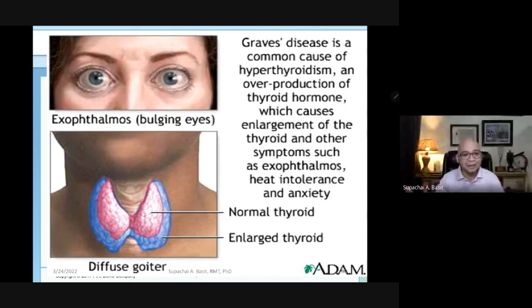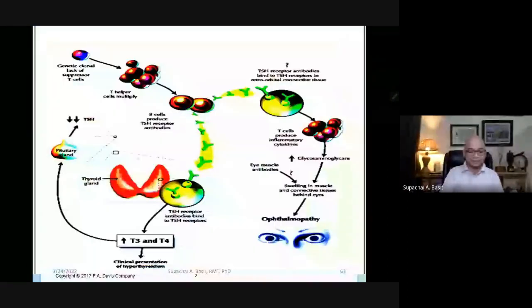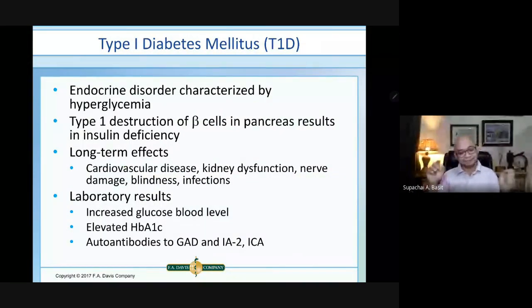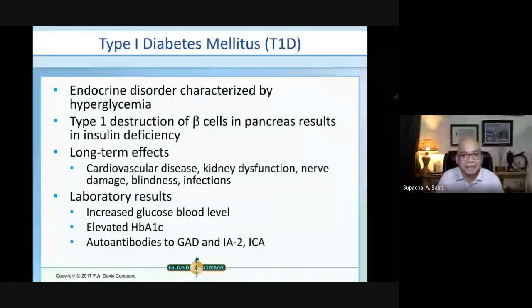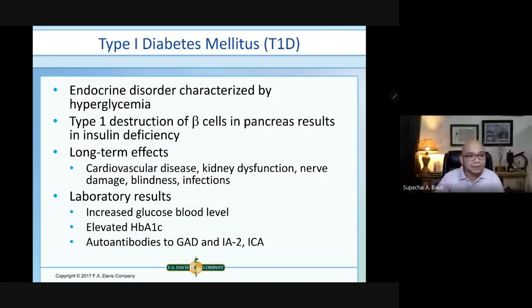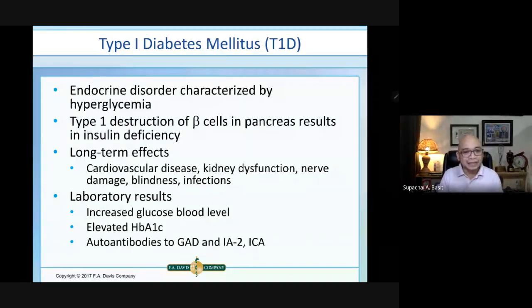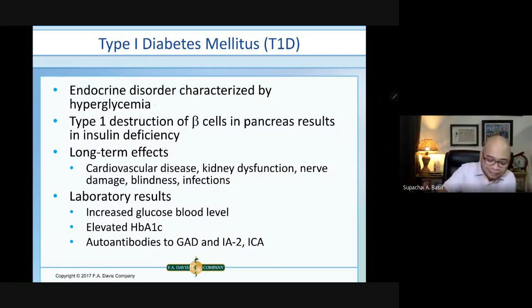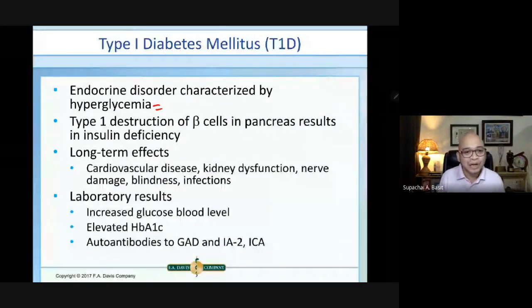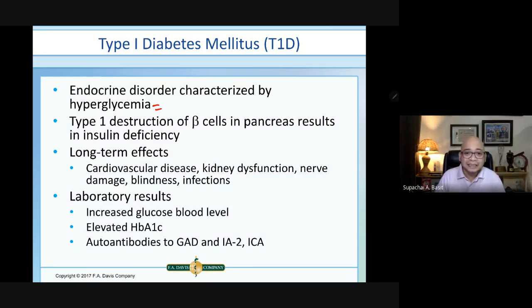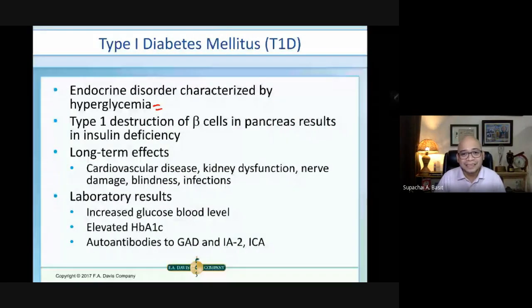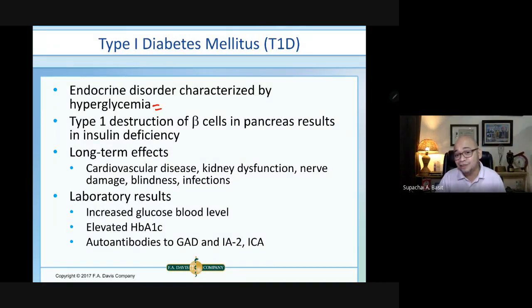Let's talk about type 1 diabetes mellitus. Type 1 diabetes mellitus is another example of an autoimmune disease. It is an endocrine disorder characterized by hyperglycemia. When you say hyperglycemia, it is an increase in blood sugar level. Type 1 is characterized by the destruction of beta cells in the islets of Langerhans in the pancreas, which will result in insulin deficiency.